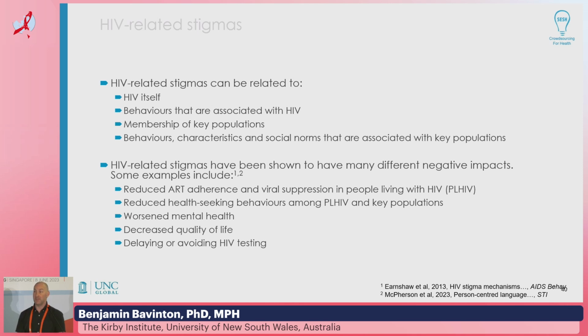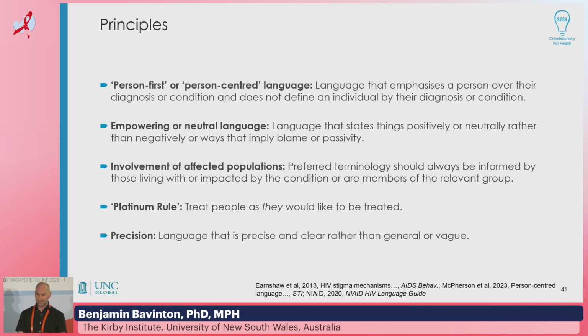And here, I'm not even mentioning all the other forms of intersectional stigma that might come into it too, that aren't actually about HIV or being part of a key population, such as disability, socioeconomic status, and so on. So I won't go into this in too much detail, but HIV-related stigmas of all those kinds have been shown to have many different negative impacts, including things like reduced ART adherence and viral suppression, reduced health seeking, worsened mental health, decreased quality of life, and delaying or avoiding HIV testing. That's just a few examples. There's so much literature in this area.